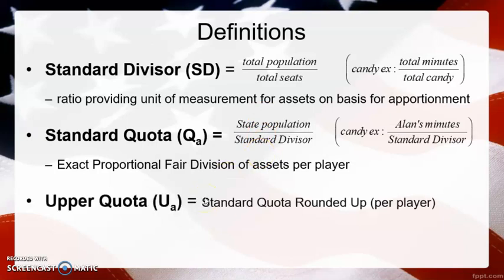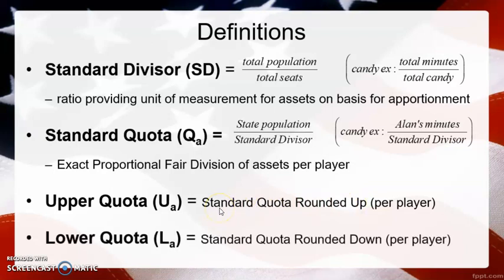The upper quota is then the standard quota rounded up. So if Alan's ends up being 8 1/3, that would be his standard quota, and his upper quota would be 9, because if we take 8 1/3 and round it up to the next whole, that would be 9. The lower quota, on the other hand, would be the standard quota rounded down. So for Alan, it was 8 1/3, so his lower quota would be 8.